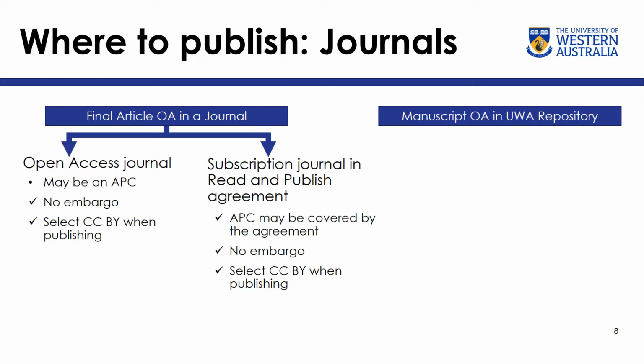Recently, UWA has signed read and publish agreements with some publishers. Read and publish agreements take the library's existing expenditure on journal subscriptions and repurpose it to also cover publishing open access in that publisher's journals. If an article is covered by the agreement, then authors are not charged APCs to publish their papers open access in these paid subscription journals. It's still important for NHMRC-funded papers to apply a CC BY license to the paper.